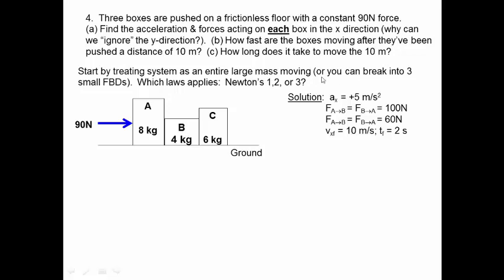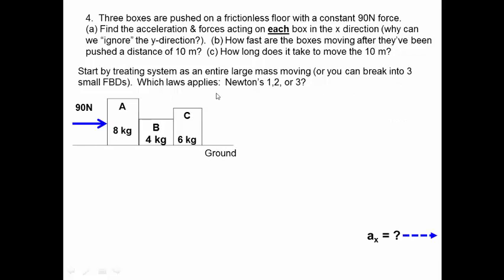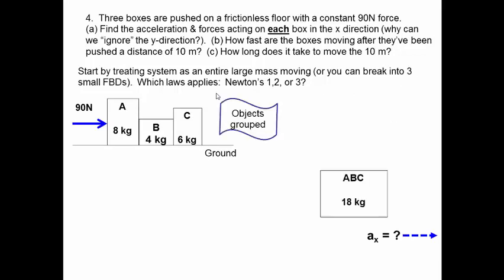and you could also break it into 3 free body diagrams. I'll do both for you. So we're going to take all 3 of these boxes, and we're going to group them together in one big box. Of course, gravity is acting downward. Mass times gravity, 18 kilograms times 10 meters per second squared, is about 180 newtons.